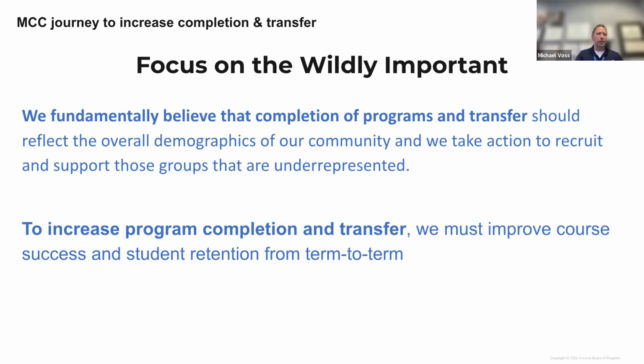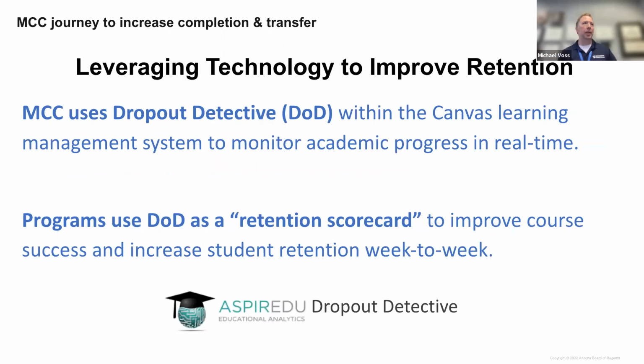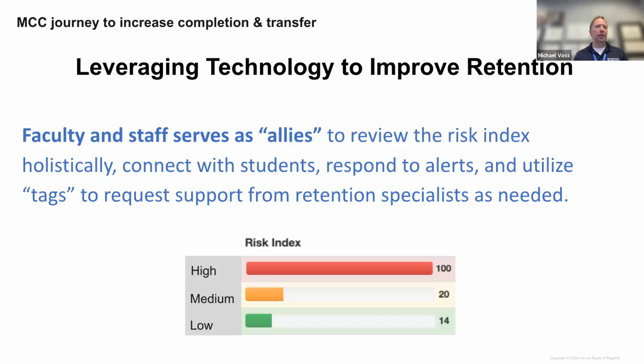And, like I said, in order to improve program completion and transfer, we first have to improve course level success and then retention from term to term, right? So that's really important stuff. So just real quick, related to this, we use a technology called Dropout Detective. It's an add-on to a learning management system. We use Canvas, and it is our retention scorecard. It is the way that we know whether students are being successful and being retained from week to week. I'll just navigate quickly through what that looks like.